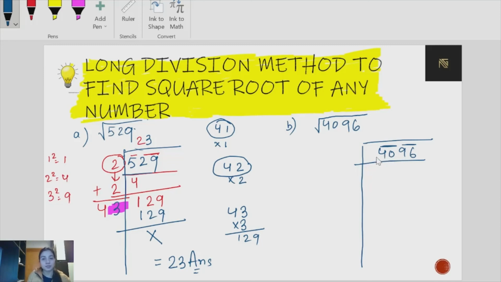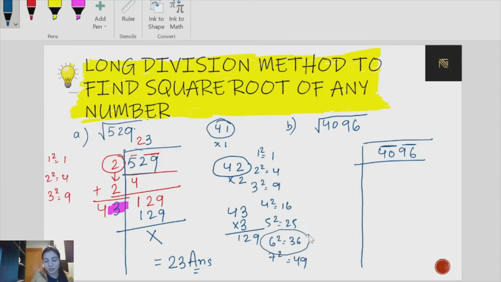And like the previous process, we will search for a number whose square is lesser than or equal to 40. So when you search, 1 square 1, 2 square 4, 3 square 9, 4 square 16, 5 square 25, 6 square 36, 7 square 49. So 6 square 36 we will take from here. 6 times 6 is 36. Subtract it.